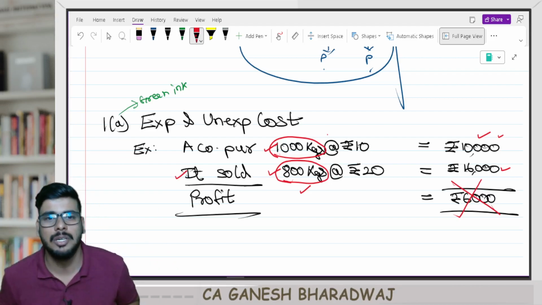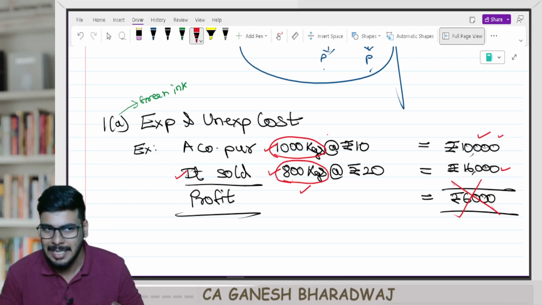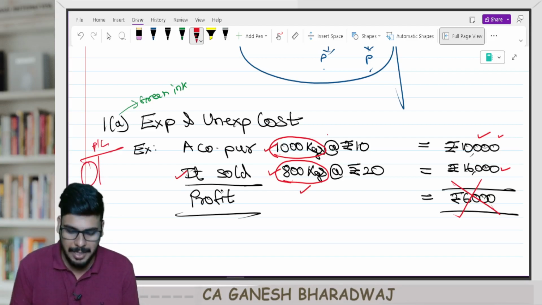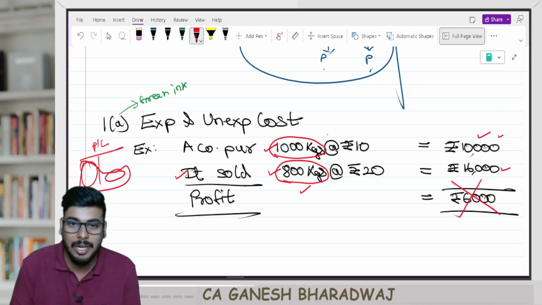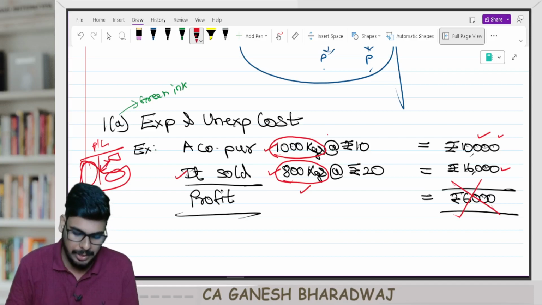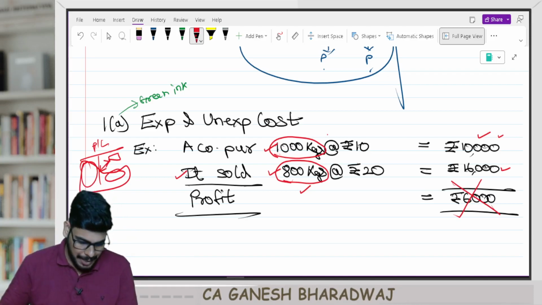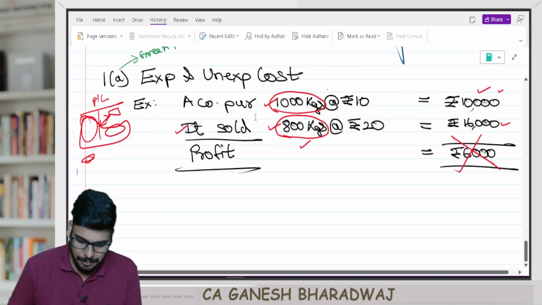Yes or no? This is the reason why you have stock in your P&L, right? You have your P&L account here, you have all the expenses, and from that you reduce your stock. So technically only the net cost incurred in respect of units sold gets knocked off against your sales to arrive at your profit. Yes or no, guys? So please write down.